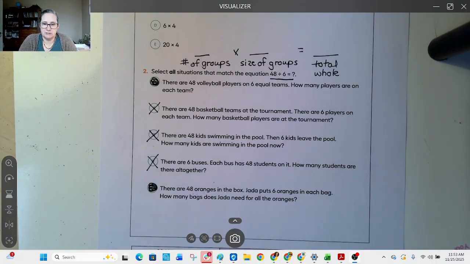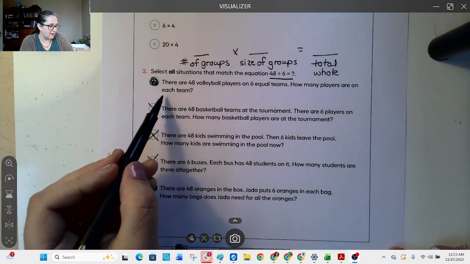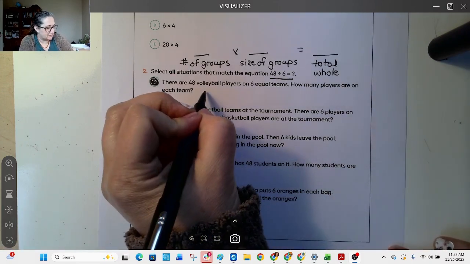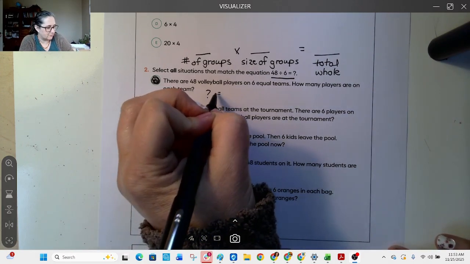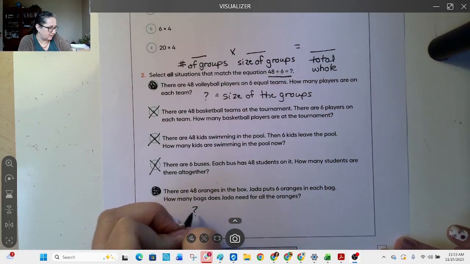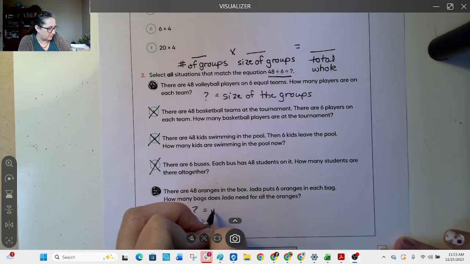As you go through this unit, think about ways that you can use the read, draw, solve, write process to help students understand how the meaning of the factors that we use for multiplication are related to the situations for division. And this is really important because you'll know that in the first one, the size of the group was the unknown. And in the last one that matches, the unknown is the number of groups.